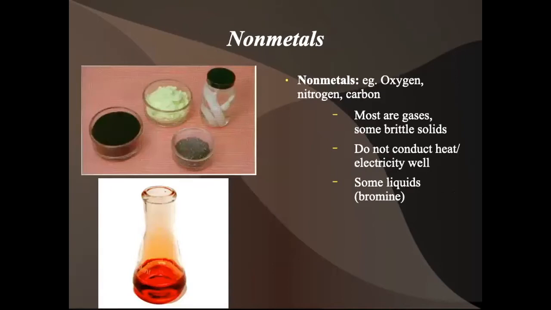Nonmetals. So things like oxygen, nitrogen, and carbon. Nonmetals are usually gases at room temperature. Again, nitrogen, oxygen, carbon are good examples of nonmetals. And the majority of them are gases, like oxygen and nitrogen. Carbon is solid at room temperature. It's a black powder. You can see it in this top picture. It's right here. They don't conduct electricity or heat very well. So they're insulators.